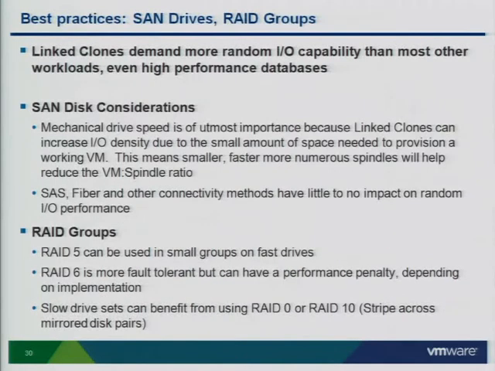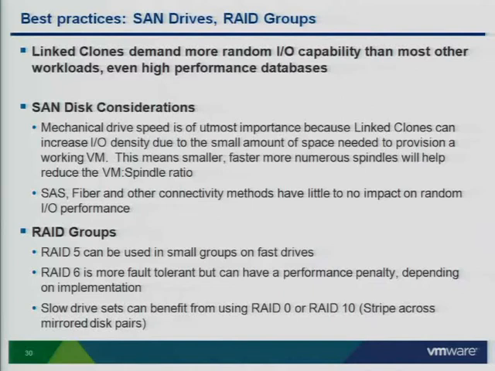SAN disk considerations are very important. Mechanical disk drive speed is the thing that's most important because linked clones can increase that I/O density. So don't worry too much about your connection methods, fiber, SAS, whatever they've got out these days. It's not going to be the bottleneck. The bottleneck is the spindle's ability to keep up with the writes.